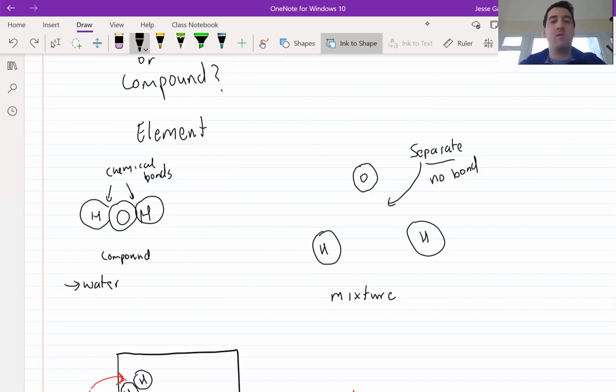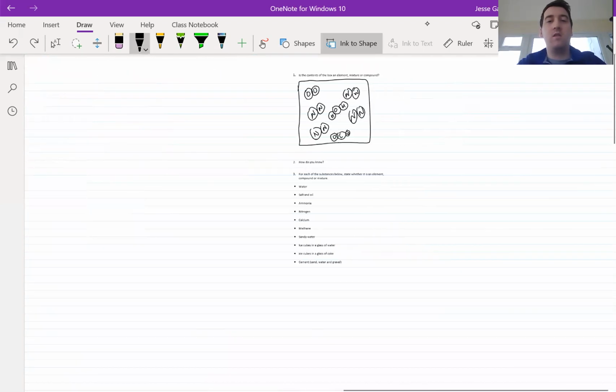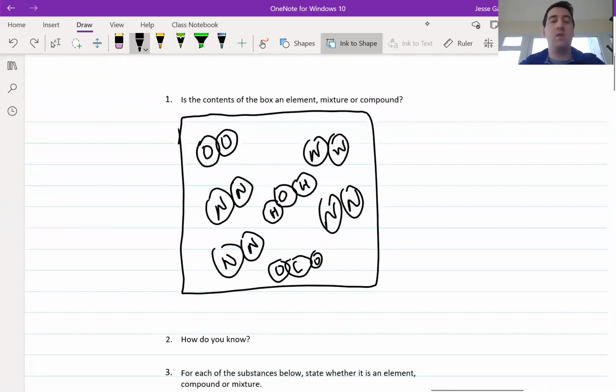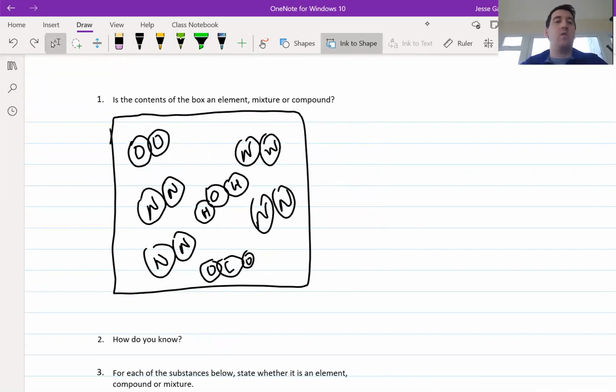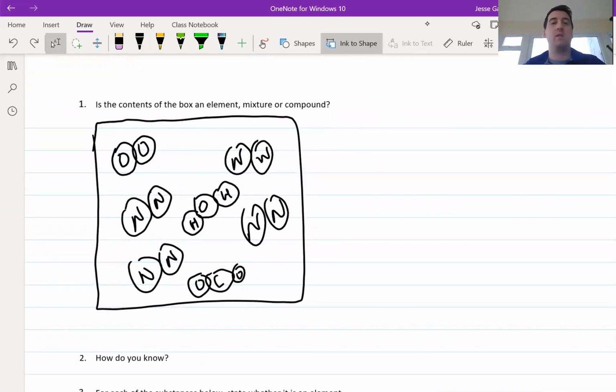All right, time to do some more practice. Here we go. Okay, let's have a look at number 1 first of all. What you have to do is look at the box and say whether the contents of the box is an element, a mixture, or a compound. And number 2, I want you to tell me, how do you know? So is it a mixture, element, or compound? How do you know? Pause the video, do that now.